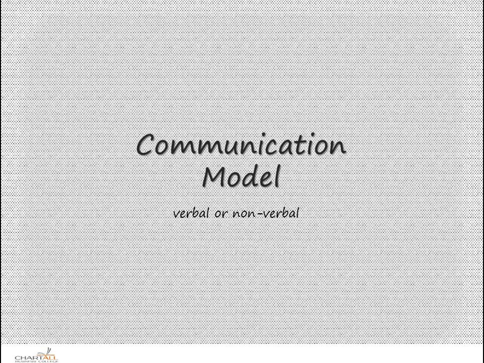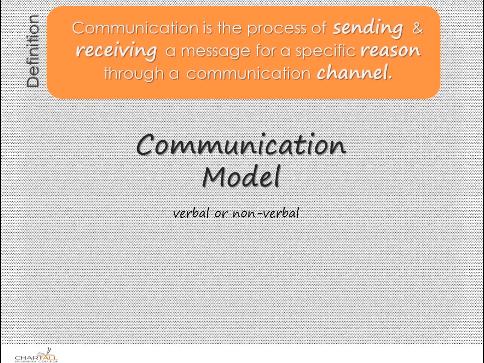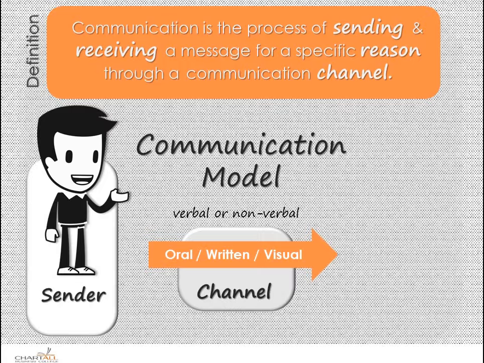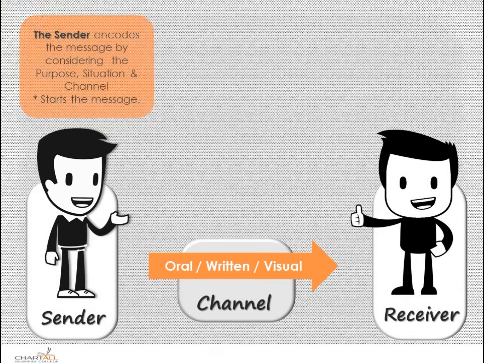So communication is a process of sending and receiving a message for a specific reason through a communication channel, which can be verbal or written or visual. Communication is most successful when all the parties in the exchange process have understood the message. So there's a sender, the person who starts the message. It could be a range, it could be a few people, it could be a single individual or a group. The sender will have a reason for sending the message. He knows what he wants to achieve.